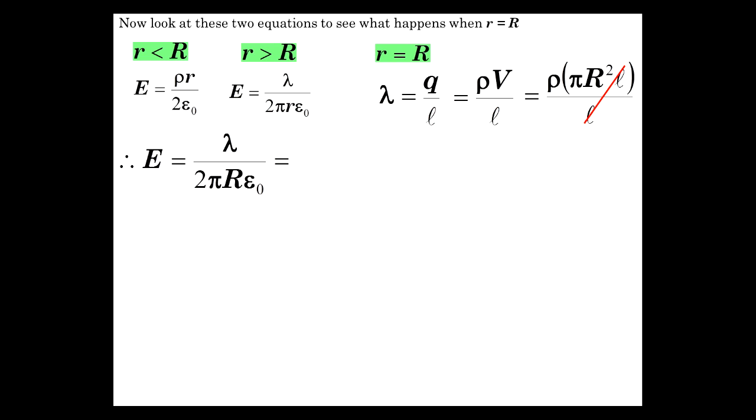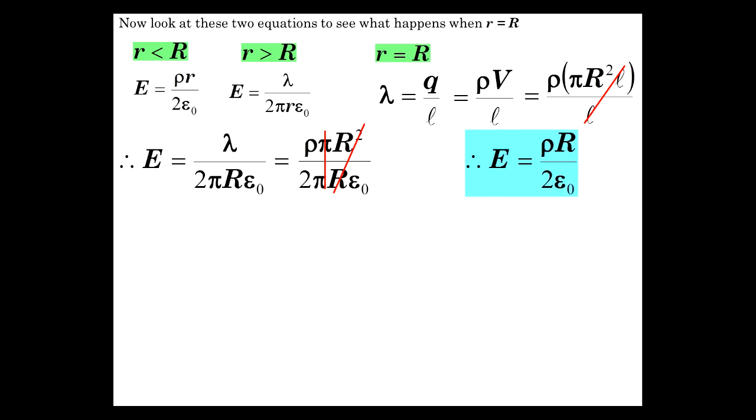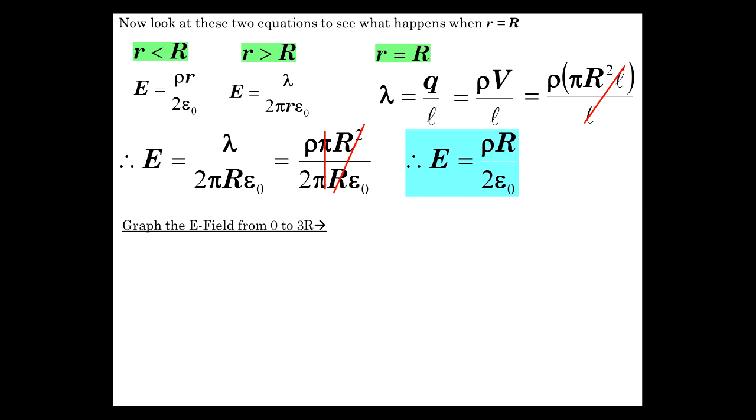And so I'm substituting big R for little r. And now putting in lambda, which is rho pi R squared, divided by 2 pi R epsilon 0. And we see that we have the electric field being rho R over 2 epsilon 0, which is what we have as an expression for r less than R. So they do come together at little r equal to big R.